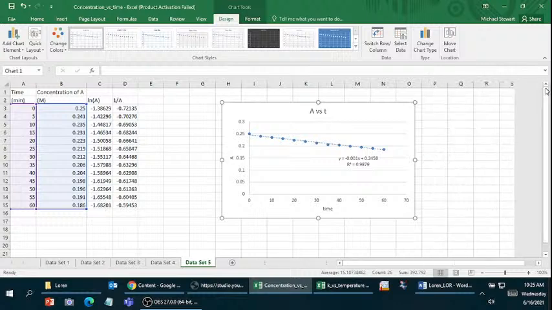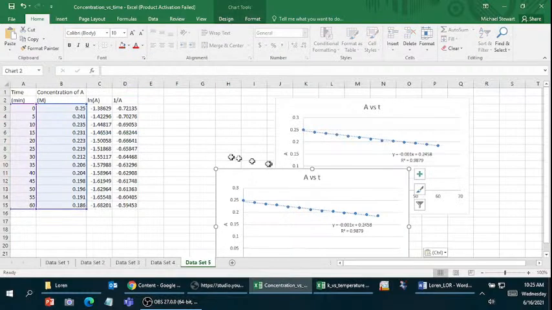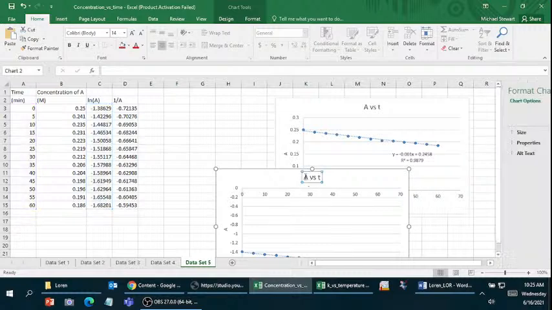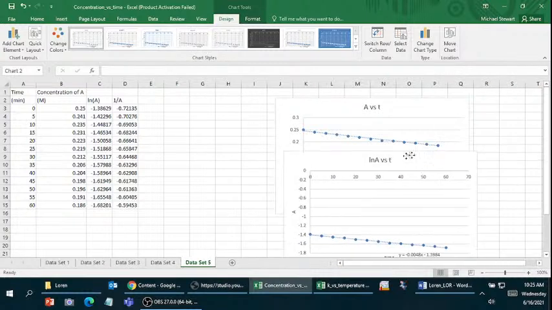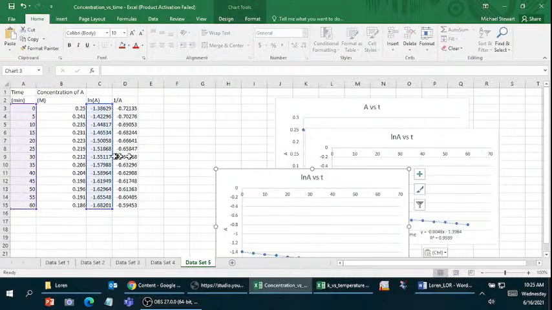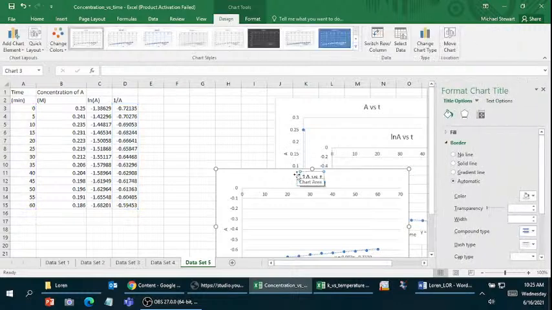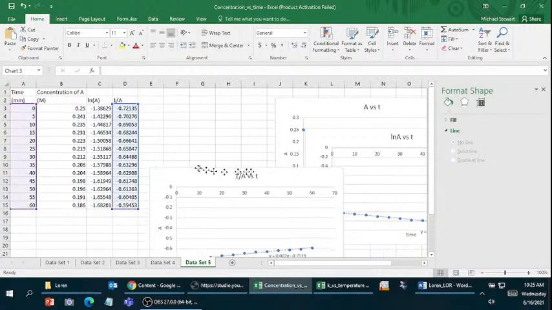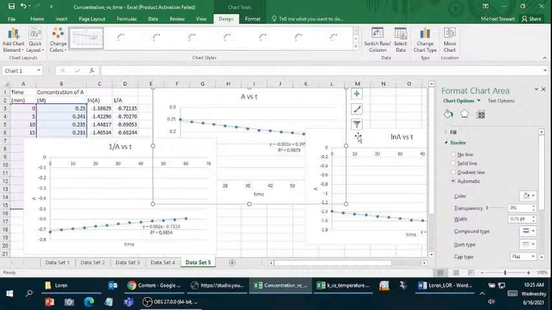So if this is my zero order reaction, let's see. If I want to do first order, I just switch it to natural log. And then we need to do 1 over concentration versus time. So these are the 3 scenarios: second order, zero order, and first order.